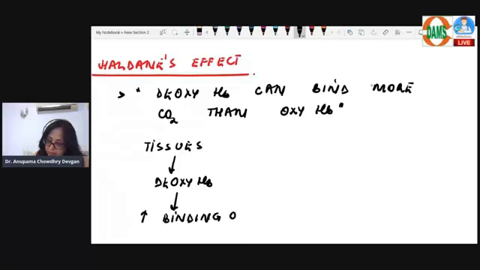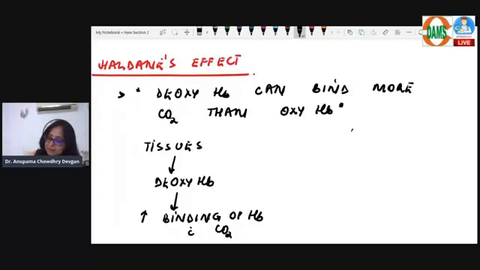Increased binding of hemoglobin with CO2. Helpful? Definitely. Because in the tissues, when blood flows to the tissues, it has to pick up more CO2, right? So at the level of tissues, you get deoxyhemoglobin, and deoxyhemoglobin means an increased binding of hemoglobin with CO2.